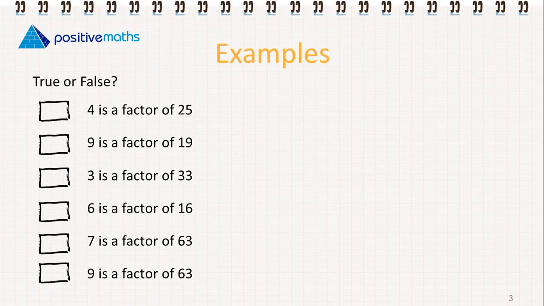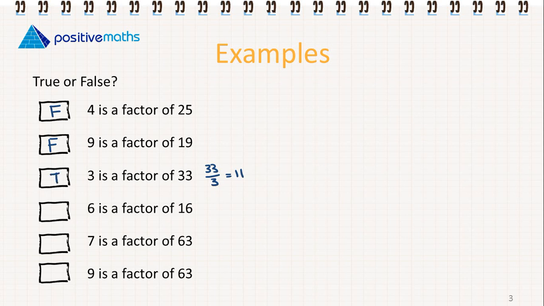So let's go through these examples of true or false questions. So the first one, 4 is a factor of 25. We have to check, does 4 divide in evenly into 25? It doesn't, so therefore we're saying false. Does 9 divide in evenly? Is it a factor? False. Does 3 divide in evenly into 33? Well, 33 divided by 3 gives us 11, so true.